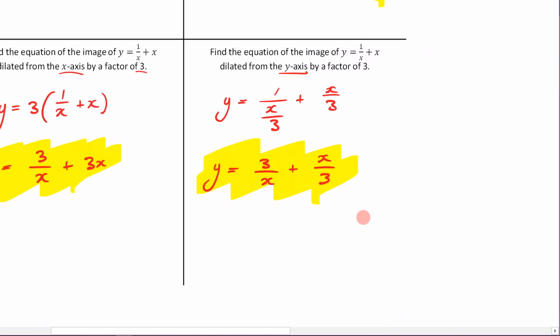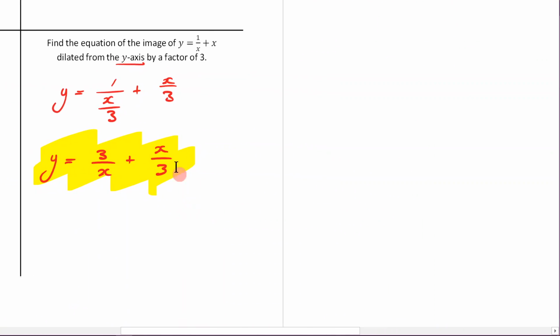If I can just think for a moment, I think some people might be a bit stuck on how I went from 1 over x on 3 to 3 on x. So what I did there is it's 1 divided by x on 3, right?